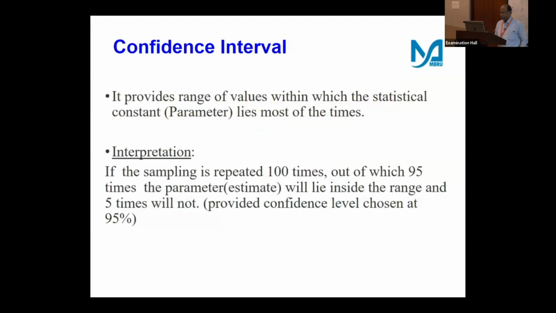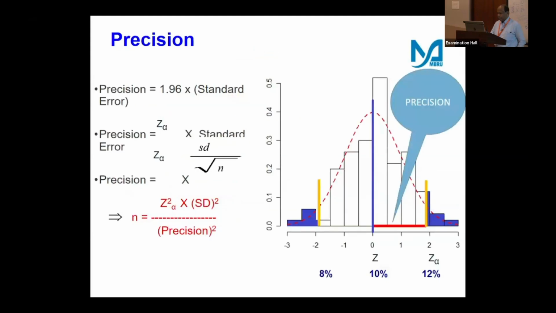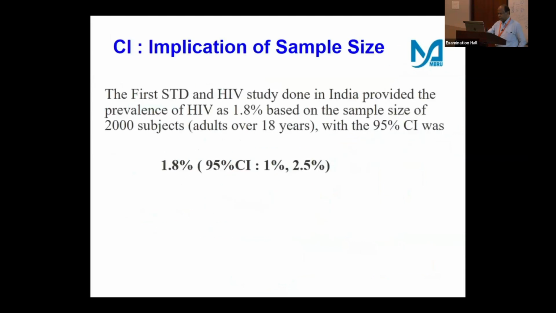So it provides a range of values within which the statistical parameter lies. A parameter is a single value which we are trying to get, but we will not get it if we don't know what it is. These are all the constraints. I'll come back to this later on. This may not be necessary for you.